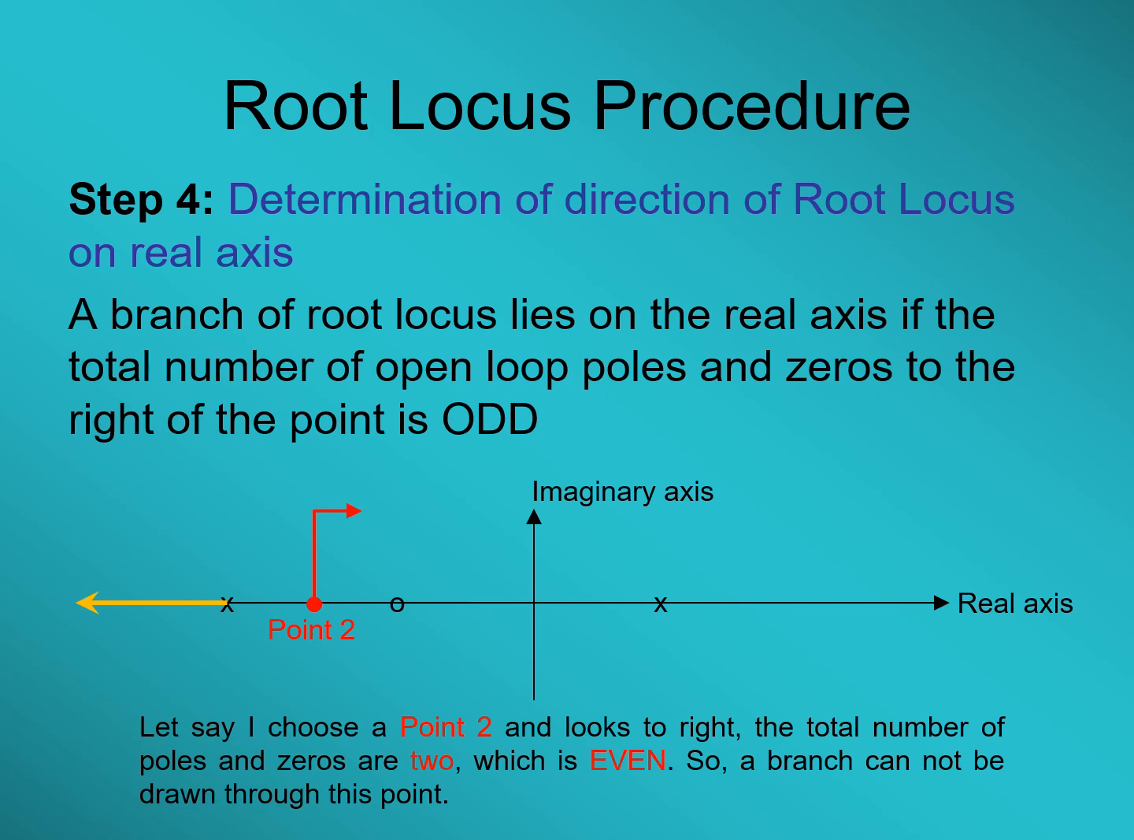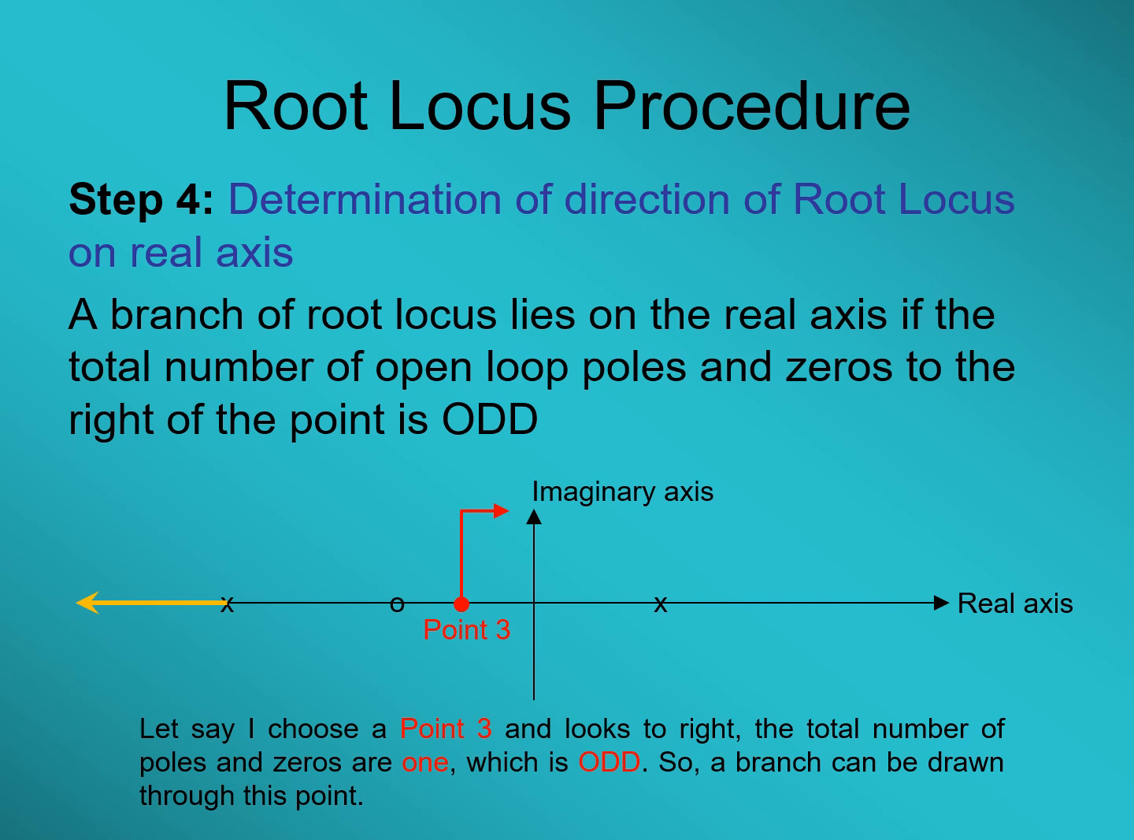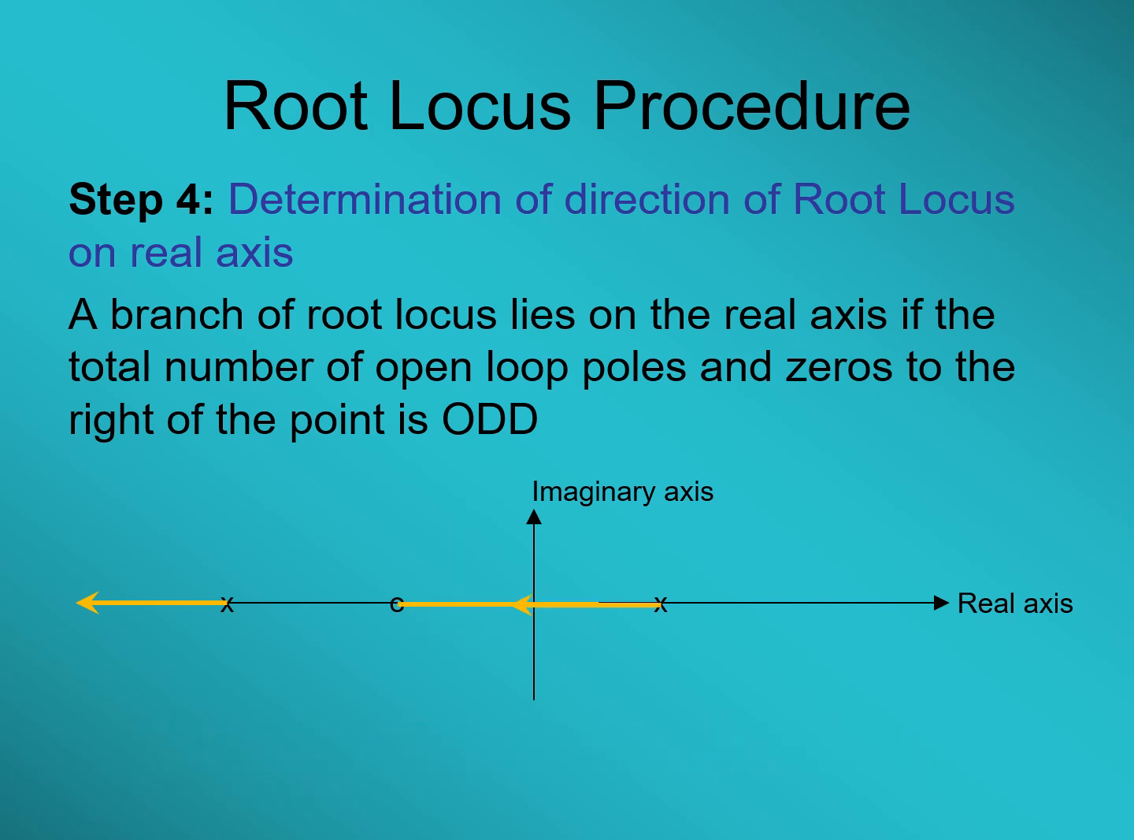Next, we go to point number 2. I look to the right and find the total number of poles and zeros is 2. This is even, so a branch cannot be drawn through this point. Next, proceed to point number 3 and look to the right. The total number of poles and zeros is 1, which is odd. So a branch can be drawn through this point. That is basically the method to determine the direction of the root locus path on the real axis.